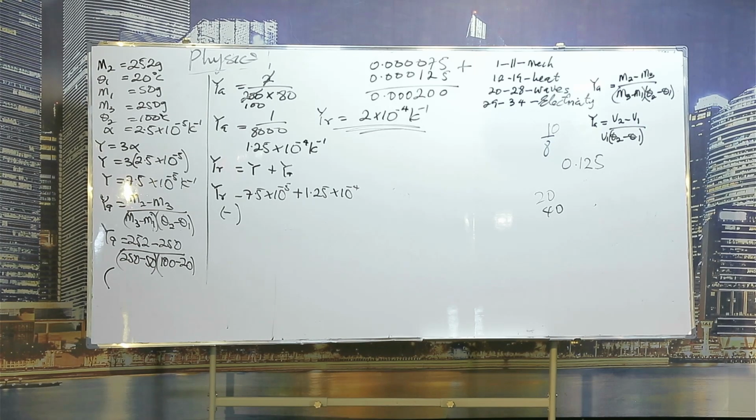A relative density bottle of volume 50 cm cube.